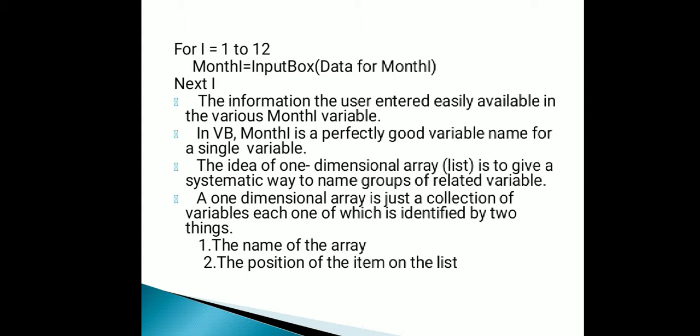The idea of a one-dimensional array, which means a list, is to give a systematic way to name groups of related variables. So we can choose an array variable, not a single variable. A one-dimensional array is just a collection of variables, each one of which is identified by two things. The first one is the name of the array, which means we can specify any name for the array. The second one is the position of the item on the list.